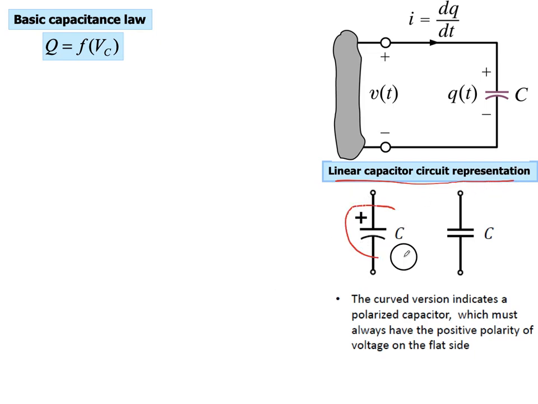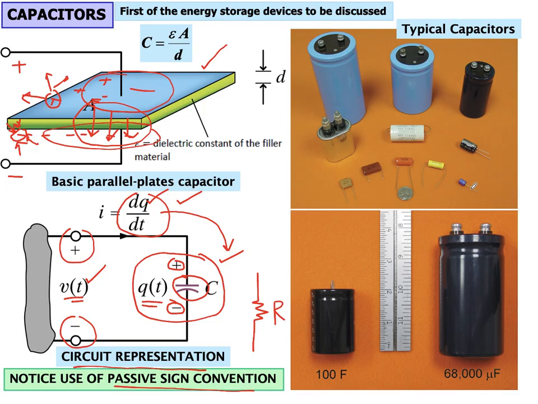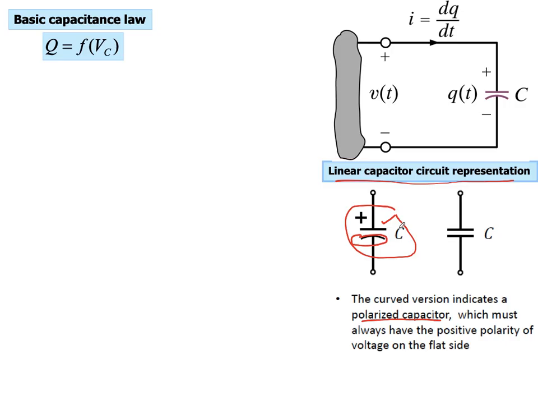One is this one, where you have one plate which is a flat plate, and the other one is the curved plate. This kind of representation is used for the polarized capacitors. What are polarized capacitors? Here you can see a capacitor which has one leg longer than the other. This is a polarized capacitor, and the longer leg will always be connected with the positive terminal. But in some cases, you can see both the legs are the same. These are the unpolarized capacitors.